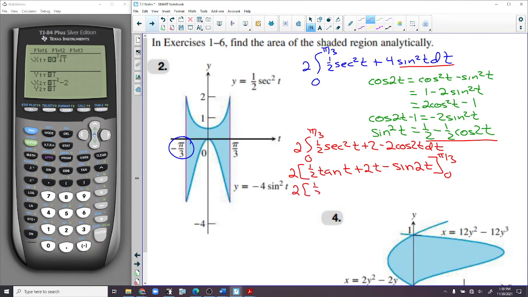2 times 1/2 tangent of pi over 3. Pi over 3 is 1/2 and square root of 3 over 2, so the tangent of this is sine over cosine, which is square root of 3. Got to remember your trig a little bit too. Plus 2 pi over 3 minus sine of 2 pi over 3, which is square root of 3 over 2. Well, this is square root of 3 over 2, and this is square root of 3 over 2. So I get 4 pi over 3.